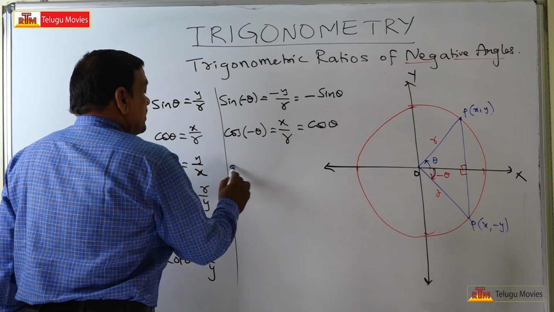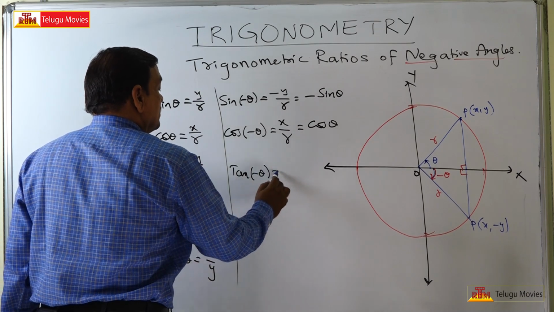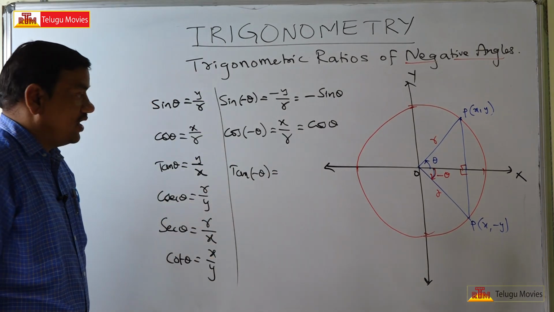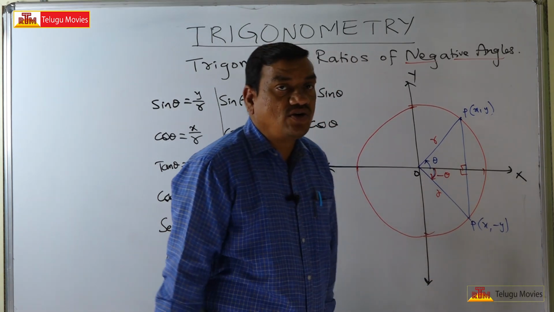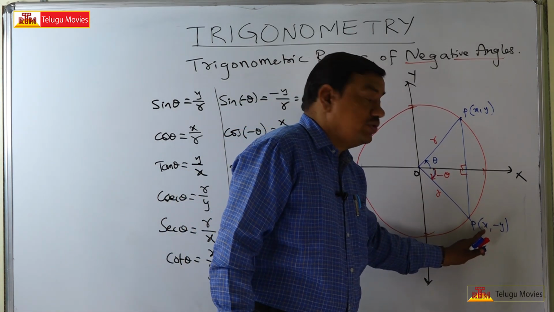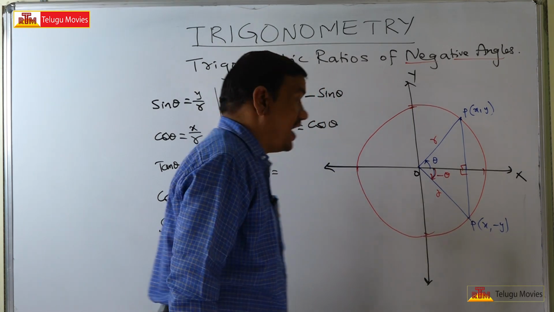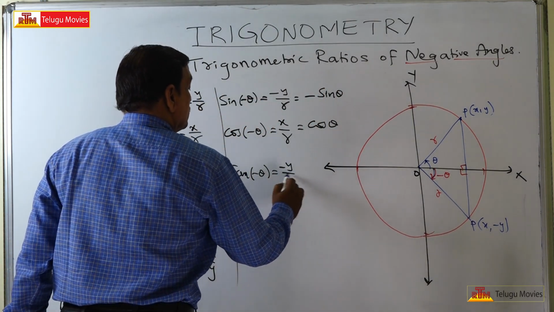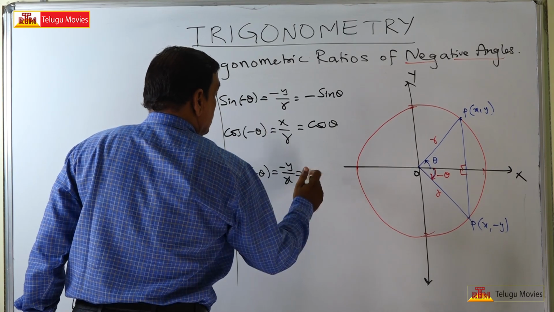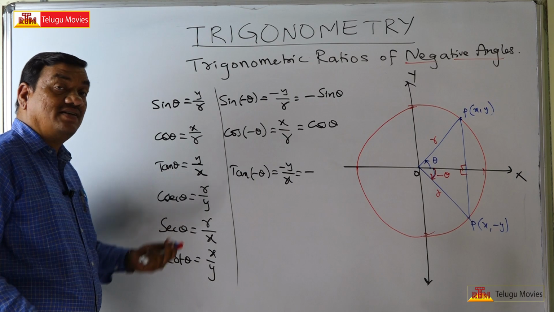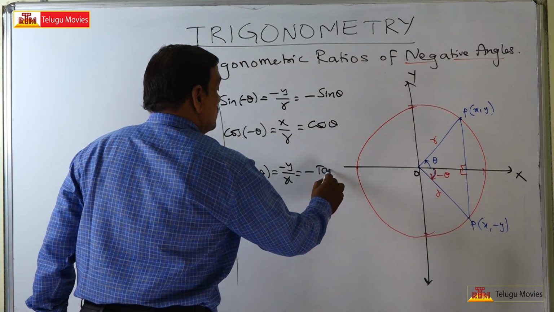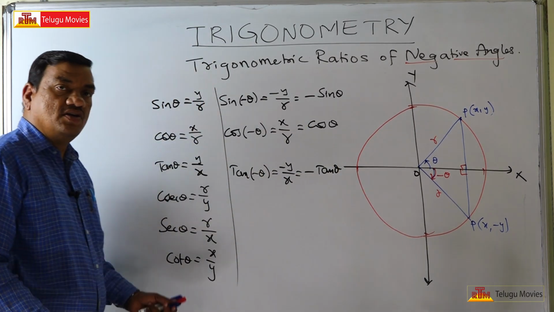What about tan of minus theta? Here we already said tan is independent of the radius of the circle. It is the y coordinate to the x coordinate, minus y by x. So this is nothing but minus, and y by x means tan theta. So tan of minus theta is equal to minus tan theta.